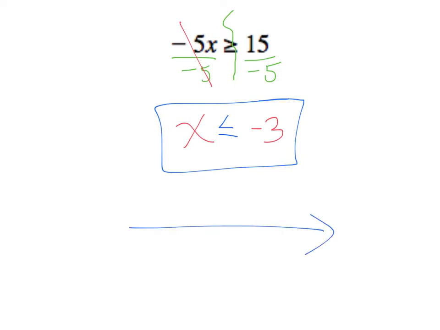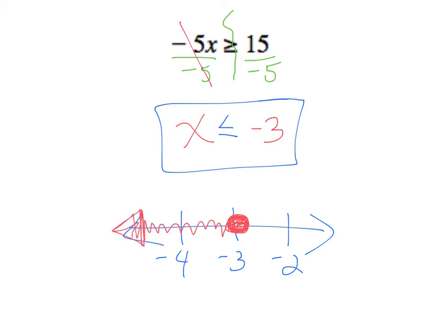If we were going to graph this on a number line, I put negative 3, I'll have negative 4, negative 2. I want to represent every number that's smaller or equal to negative 3. Since it's or equal to, I put a filled in dot, and then I'll shade to the left. And that represents everything that's equal or less than negative 3.